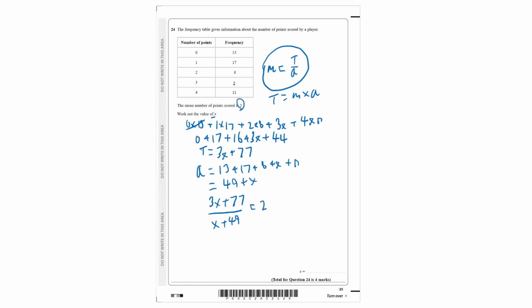We can multiply both sides by x plus 49, so this cancels out. That gives us 3x plus 77 is equivalent to 2 times x plus 49, which is 2x plus 98. Then we bring all the like terms together, so we bring 2x here and 77 to the other side. We have 3x minus 2x is equal to 98 minus 77. So we have x is equal to 21.